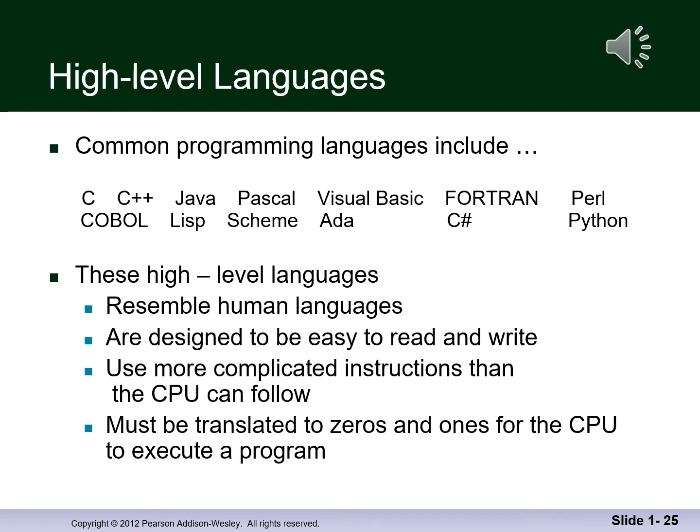Some of these are legacy programs. You don't see Fortran used very much anymore. Lisp and Scheme, I haven't seen since graduate school. COBOL, still around. It's been around forever. C++, Java, Visual Basic, Perl, and Python are all very contemporary, widely used programming languages today.